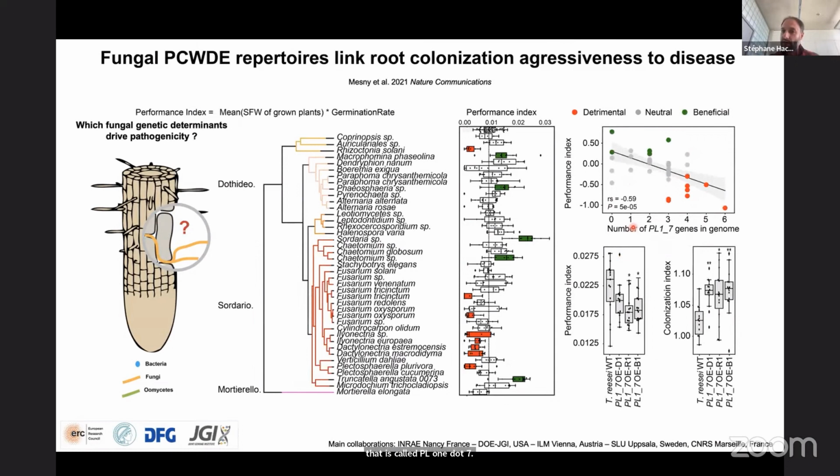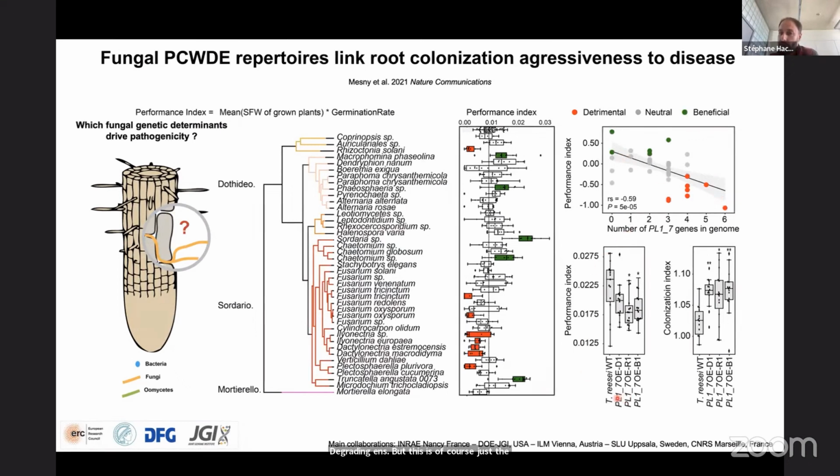So it's a fungal gene that encodes pectinase. And as you know, pectin is the most abundant constituent of Arabidopsis cell walls. So that makes sense that these fungi that are detrimental in monoassociation experiments and that robustly colonize plant roots across Europe are very well equipped in pectin-degrading enzymes. But this is, of course, just a correlation.